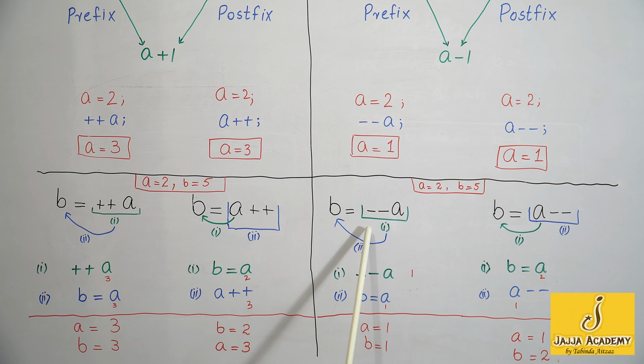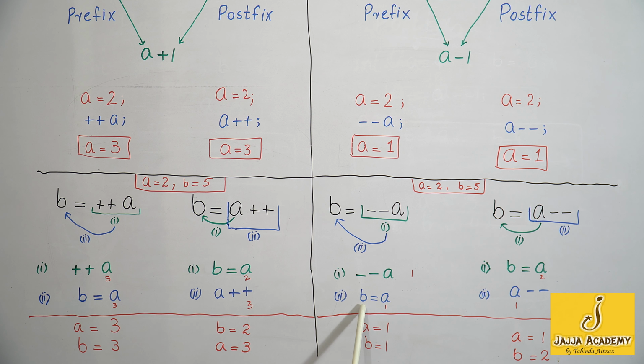In the first step, --a is evaluated. The value of a was 2, which is now decreased by 1 and now the value of a is equal to 1. In the second step, the value of a, which is 1 now, will be assigned to the variable b. So b will also become equal to 1. The output of this statement is a is equal to 1 and b is equal to 1.